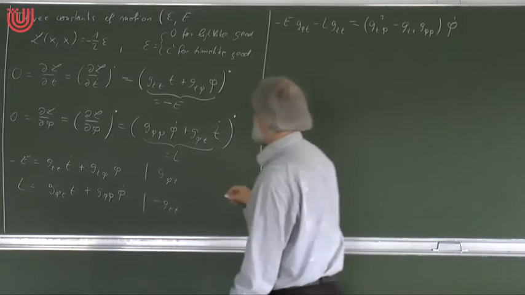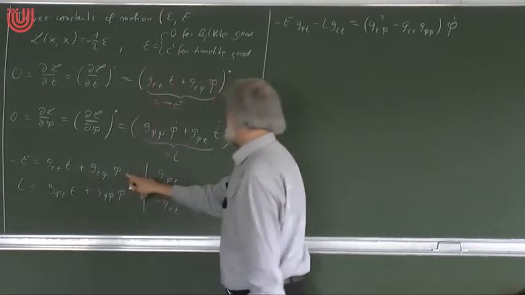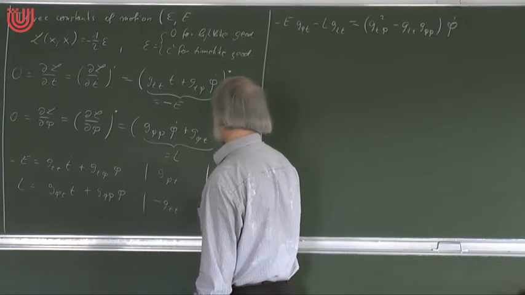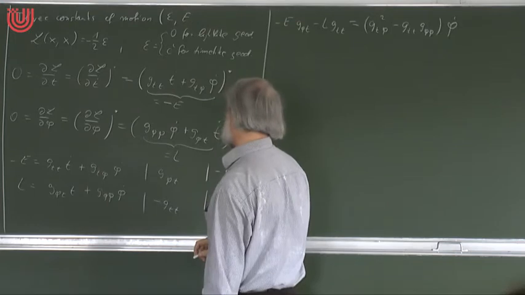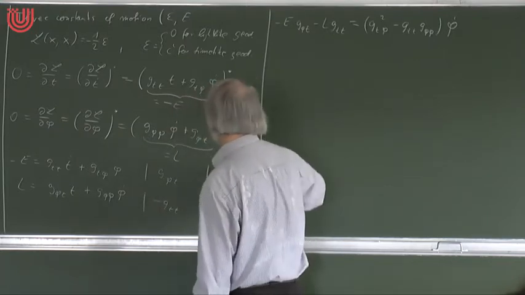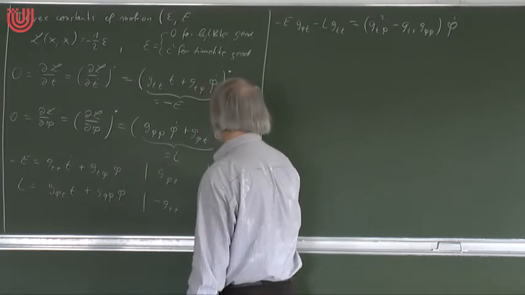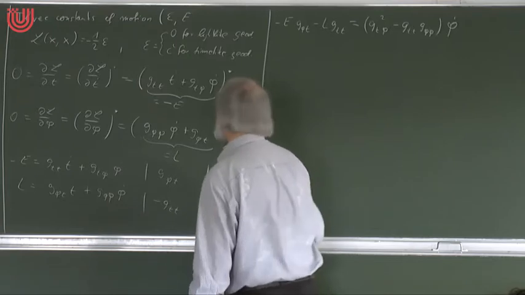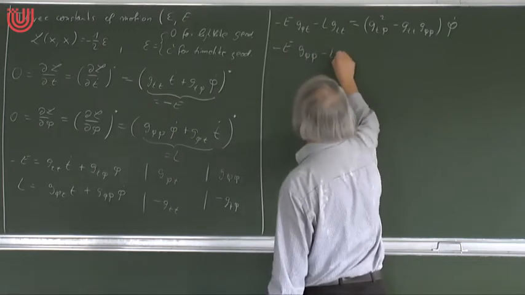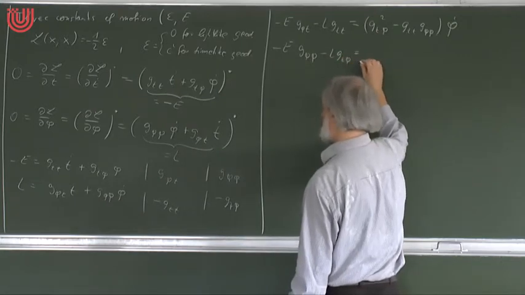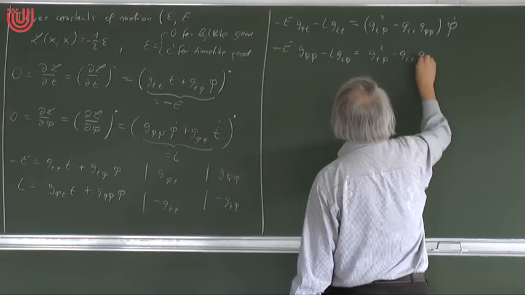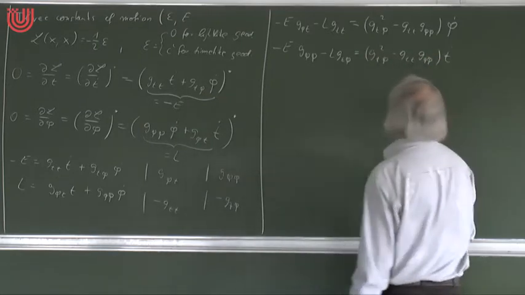And the other, if I want to solve for t dot, then I have to multiply with expressions so that these two terms cancel. So I multiply the first one with minus g_t phi and the second one with g. No, what did I do here? I want to have these two terms cancel. Nonsense. So I multiply this with g_phi phi. That's it. And I multiply this with minus g_t phi. Okay, then I get minus E g_phi phi minus L g_t phi, this gives g_t phi squared, the same term, minus g_tt g_phi phi t dot.